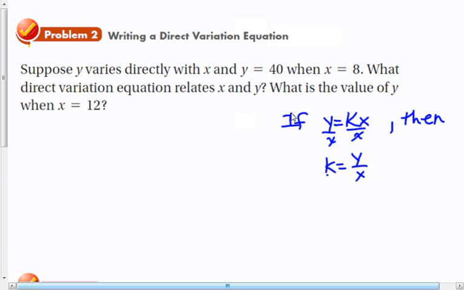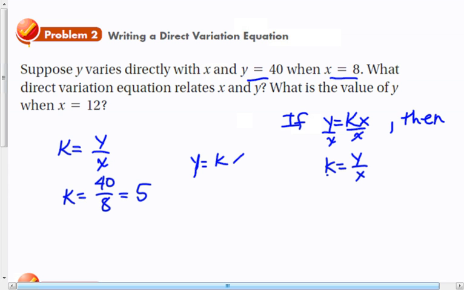So in this problem, we are told that it's a direct variation. That's what y varies directly with x means. And we're given one value for y and one value for x that are related. So we can find the constant of variation, k, by just doing y divided by x. In this case, y divided by x is 40 divided by 8, which is 5. So my constant of variation is 5. So my equation is y equals k times x, and I know that k is 5, so I'll substitute 5 for k, and there's my equation.